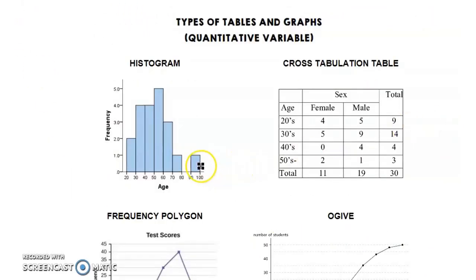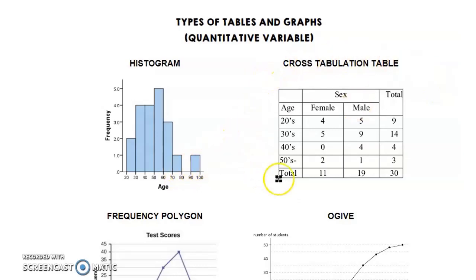This is a graph for a quantitative variable. When we have quantitative variables, we can use a histogram to represent the graph. Remember the difference between a bar chart and a histogram is that in a histogram, there is no space between each bar. This one has a space because between 80 to 90, the frequency is equal to 0. That's why there is a space here.